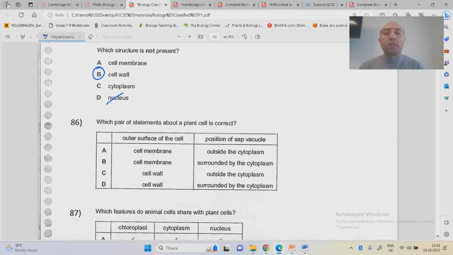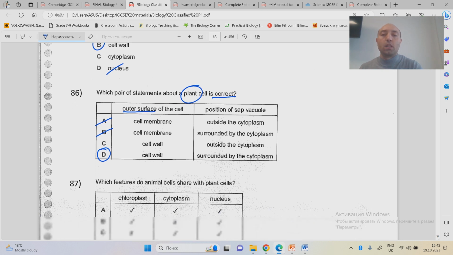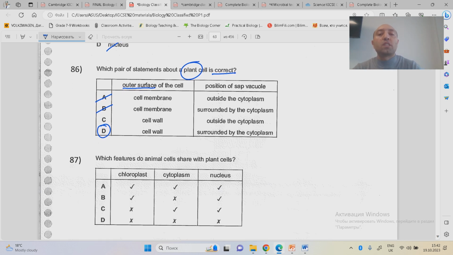Which pair of statements about a plant cell is correct? They're asking about the outer surface of a cell, and it is a plant cell. You know that the outermost part of a plant cell is a cell wall. So let's eliminate A and B. And the position of the vacuole will be in the cytoplasm. It is, of course, surrounded by cytoplasm. It is D. Which feature do animal cells share with plant cells? Animal cells don't have chloroplast, but they have cytoplasm and they have a nucleus. Answer is C in this question.